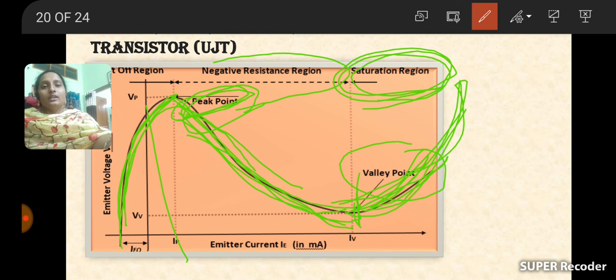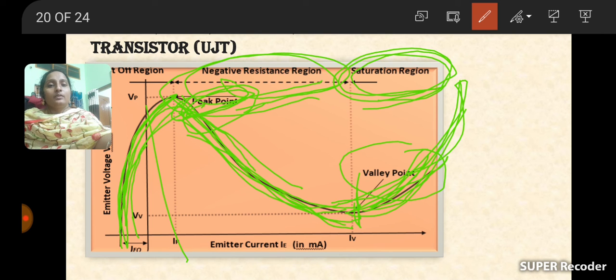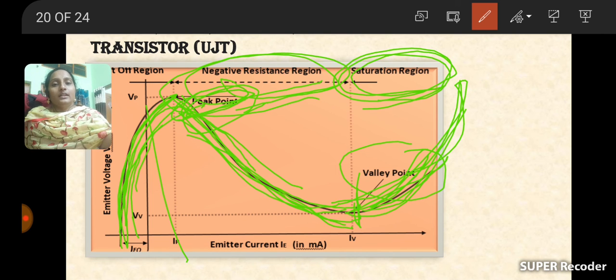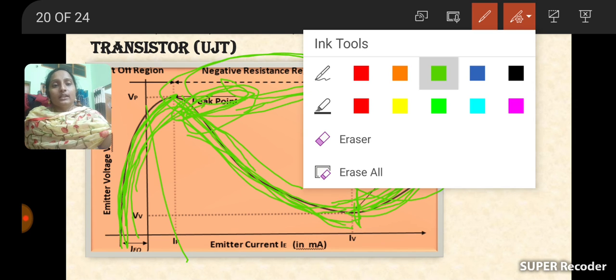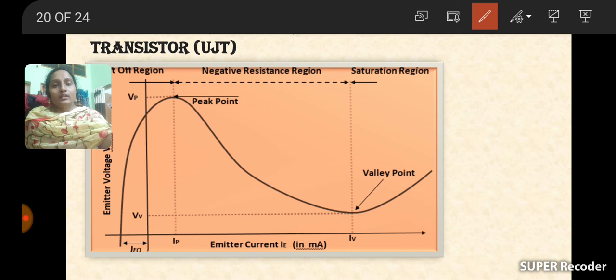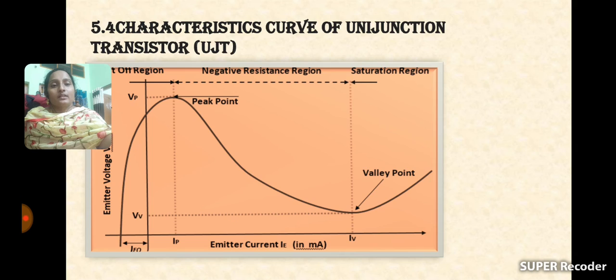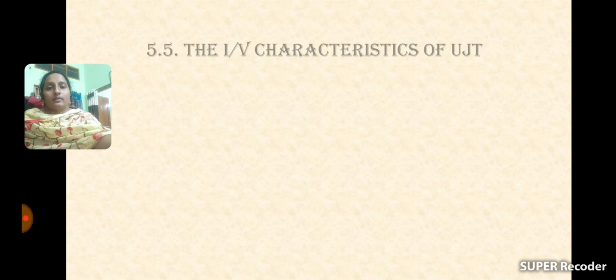And coming to the negative resistance region, here by increasing the voltage, the current is reduced. So it is called the negative resistance region. Current reduced means resistance increased. And see here, while increasing the voltage, the current increases from the zero point. When it attains the maximum value, that is called the peak point. When it attains the minimum value, that is called the valley point.